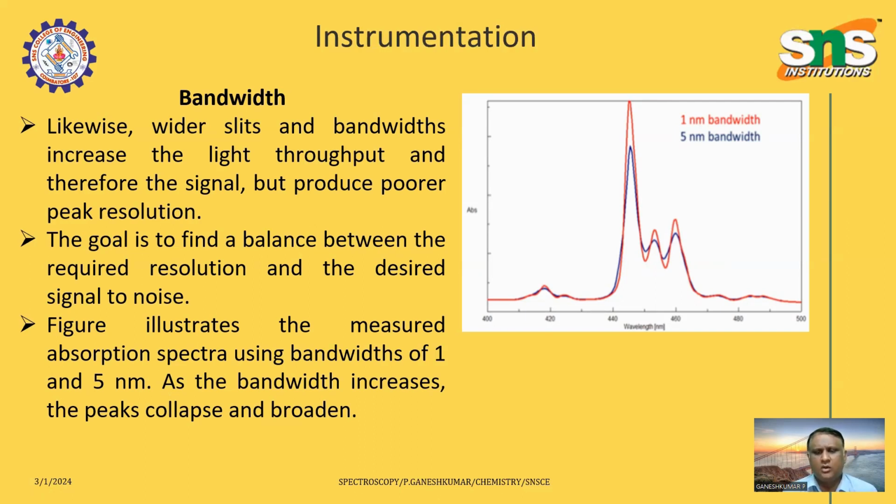There are two waves, one represented in blue and another in pink. The pink one is a 1 nanometer bandwidth and this one is a 5 nanometer bandwidth. As the bandwidth increases, the peak collapses and becomes broader. At 5 nanometers, the peak collapses in some areas and broadens. But at 1 nanometer bandwidth, we get a narrow peak.